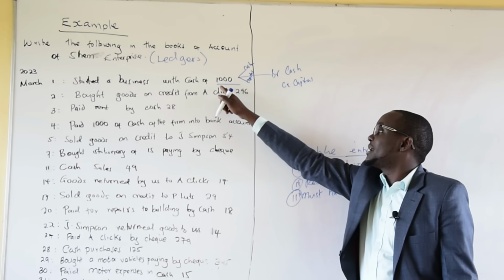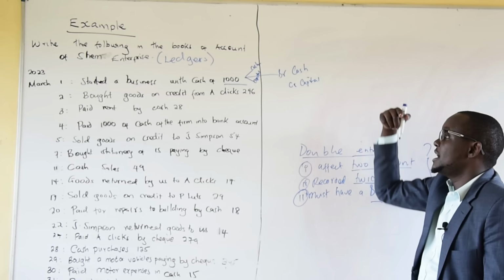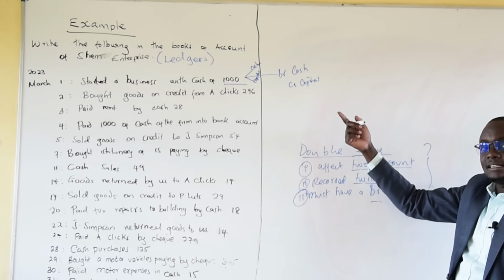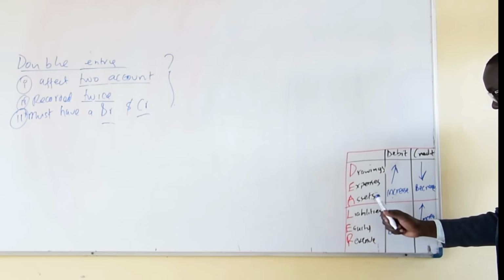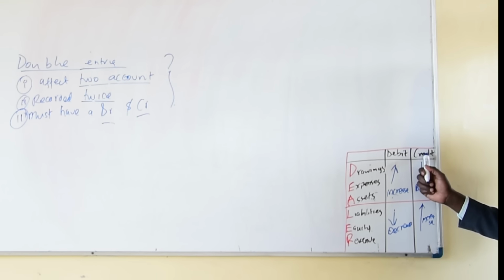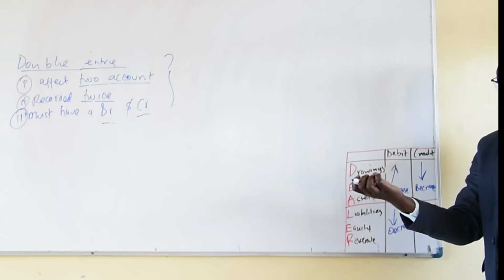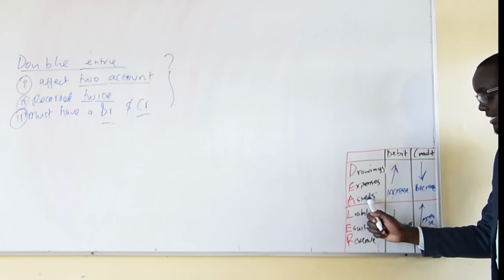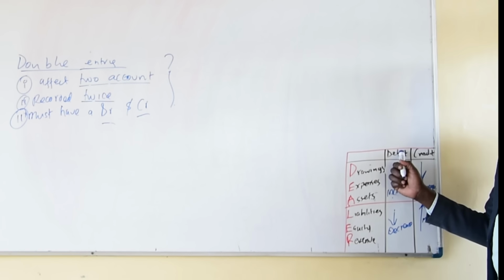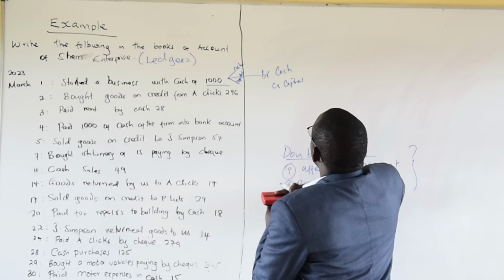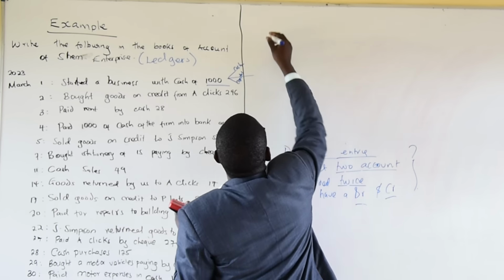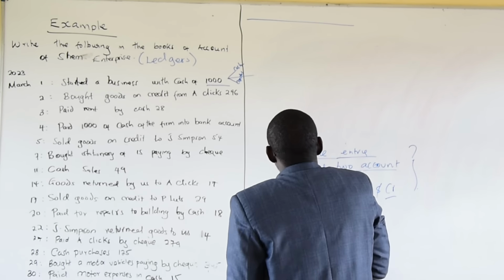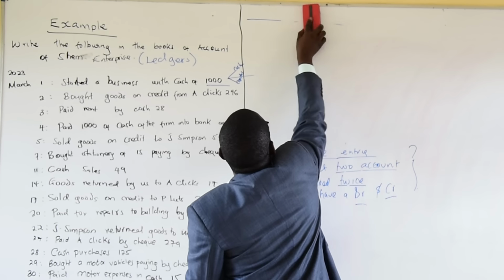When we are starting a business, the money we have used to start it is called capital. That capital is increasing, and an increase in capital is a credit. The cash we have at hand in the business is also increasing. Cash is an asset, so when it increases, it's a debit. So this is how we write this. I will open the account here.